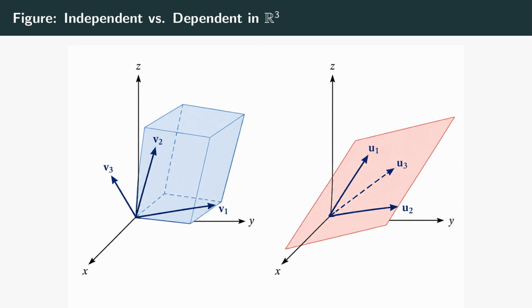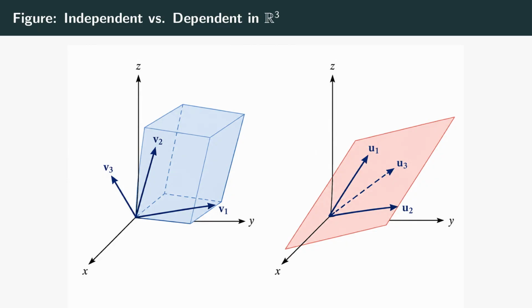On the right, 3 arrows all happen to lie in a single tilted plane, shaded faint red. The third arrow is a combination of the first 2. It adds no new direction, because it is trapped in the same flat sheet. Their combinations can never escape that plane, so they fail to span all of space, and the set is dependent.